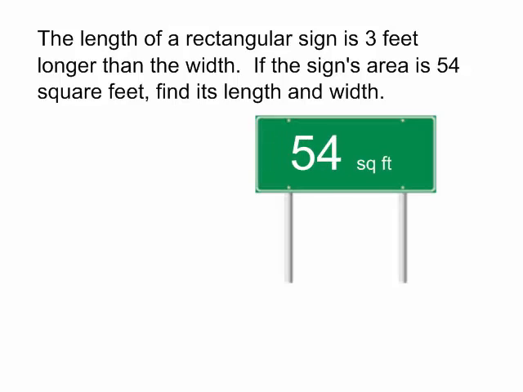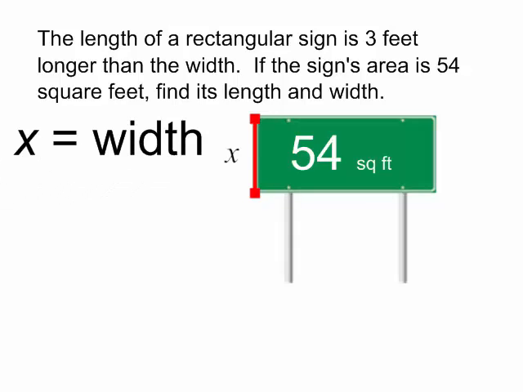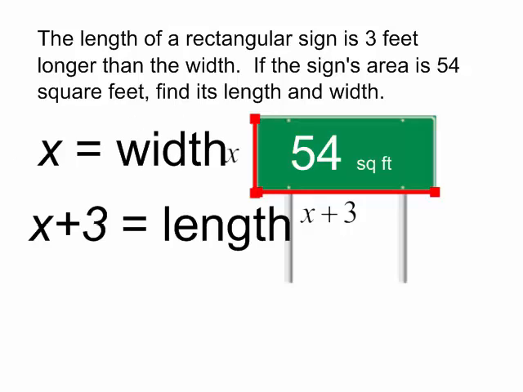Now he says the length is 3 feet longer than the width. It's talking about the length. I know nothing about the width. Let x equal the width. And if x is the width, I know that the length is 3 feet longer than the width. The width is x. So x plus 3 will be the length. So I have the length, I have the width, and I have the area of this rectangular sign.